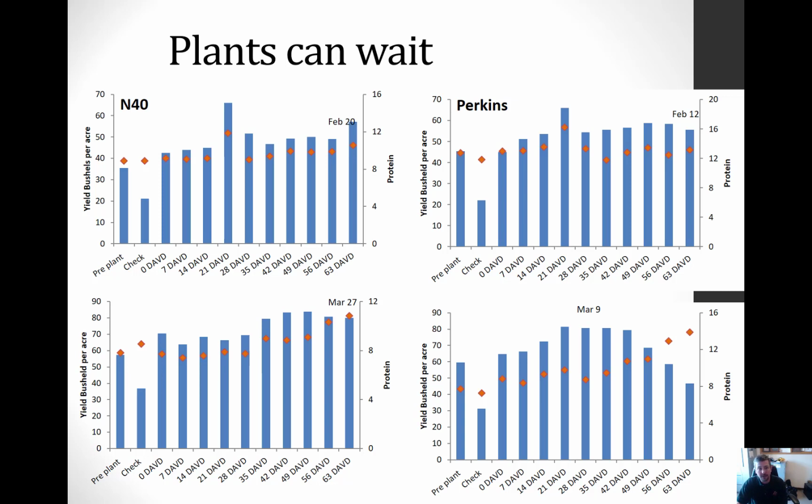Our proteins are higher at Perkins. It droughted out a little bit at the end, so we got a little bit higher protein. But look, we still have a steady increase in yield, and that protein maintains constant. We're fertilizing 63 days after response.